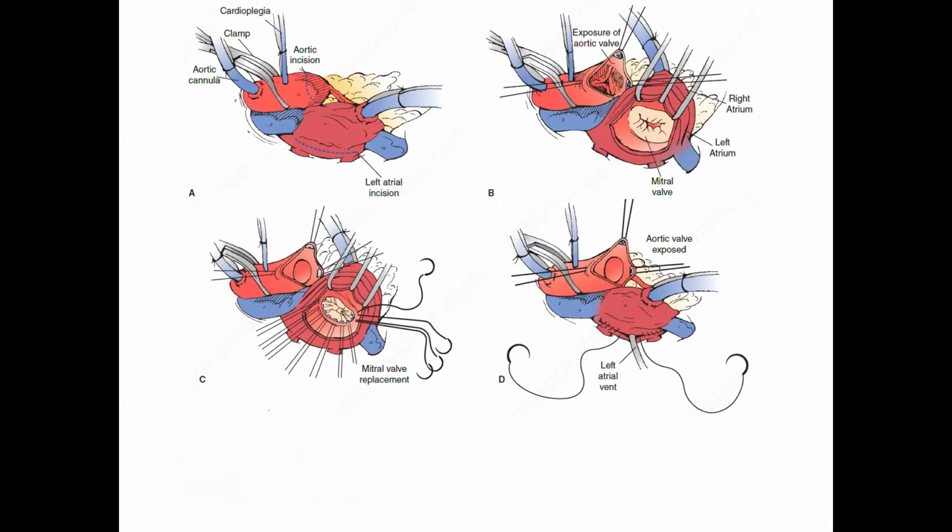After that, we can remove the vent from the left atrium, the left atrial vent. Then we will close the left atriotomy. This is the last step.